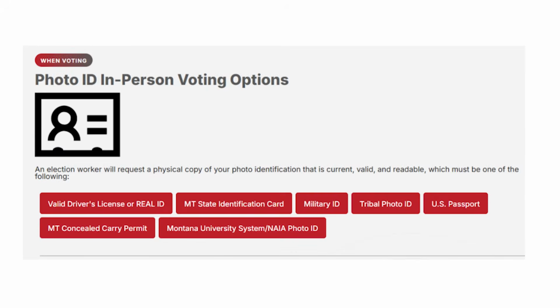Before an elector is allowed to receive a ballot or vote, the elector must provide one of the following photo IDs: a valid driver's license or real ID, Montana State ID, Military ID, Tribal Photo ID, Passport, Montana Concealed Carry Permit, or Montana University System Photo ID.